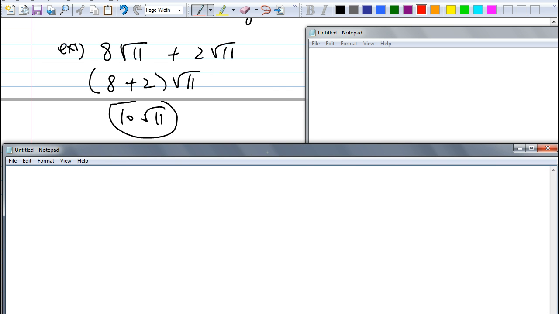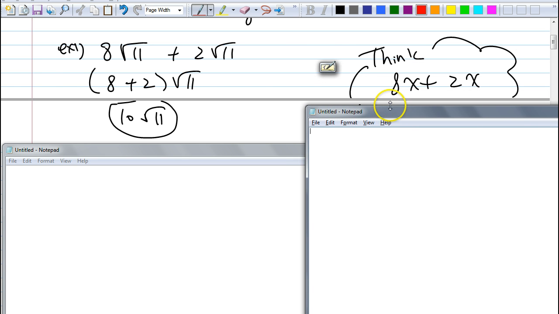I even wrote the distributive step. Do you have to write that step, distributive property? No, you don't have to. But it's kind of nice to understand why. So you don't have to write that, but I did. All right, do you get the idea? You could think of this as like 8x plus 2x, right? You see how we get 10x? All right, let's move on to the next one.